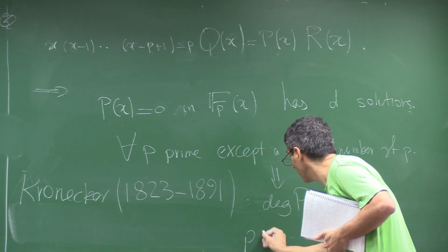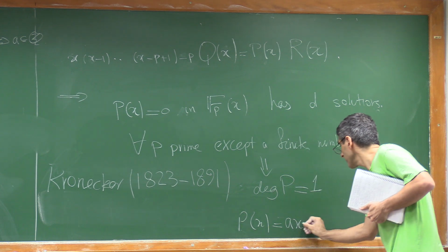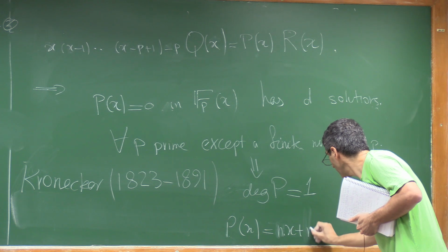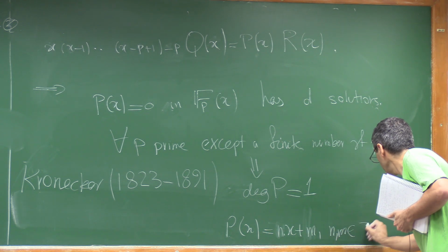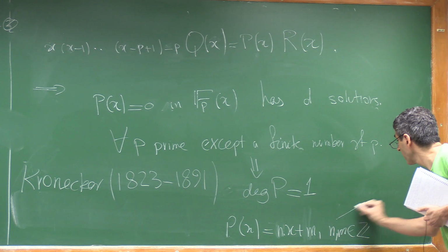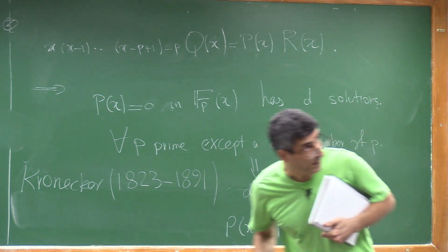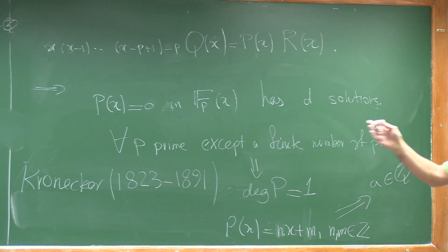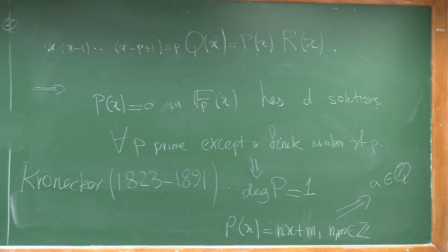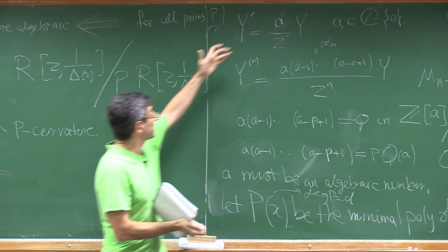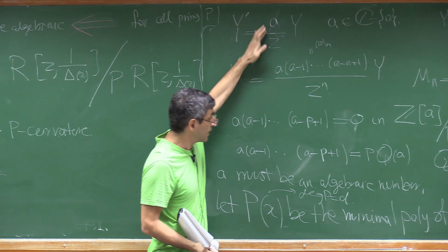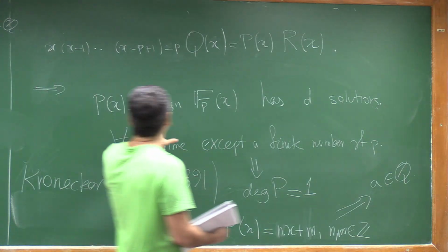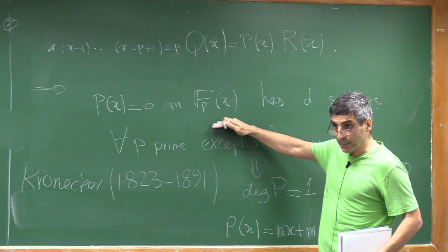This means that the minimal polynomial is nx plus m, with n and m integers. And this will at the end imply that A is a rational number. So the hypothesis that the p-curvature is equal to 0 implies, first, that A is not a transcendental number, it must be an algebraic number. And when you do this argument, you will see that its minimal polynomial splits completely over finite fields.